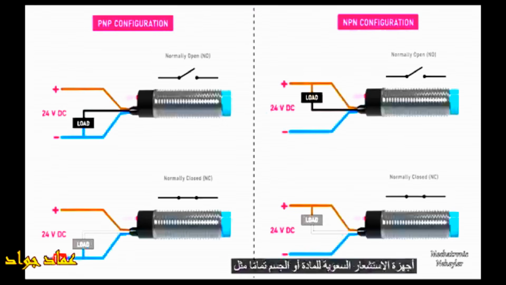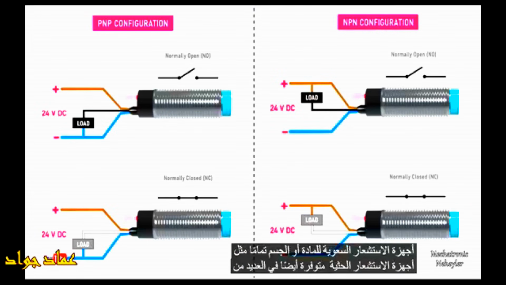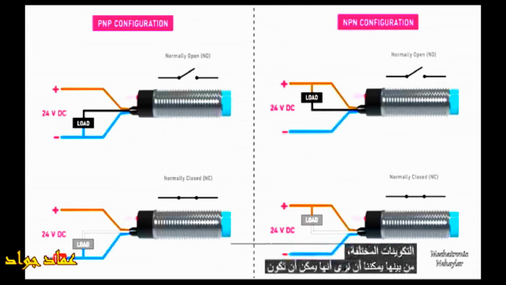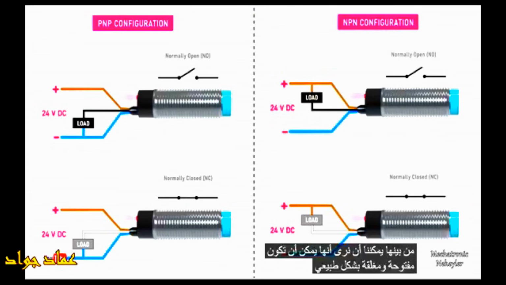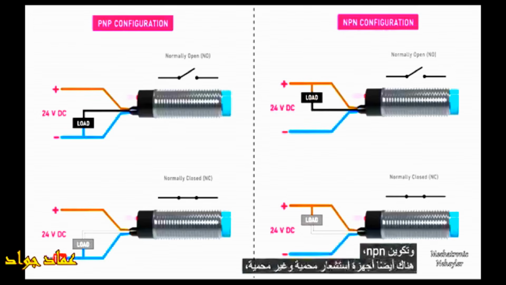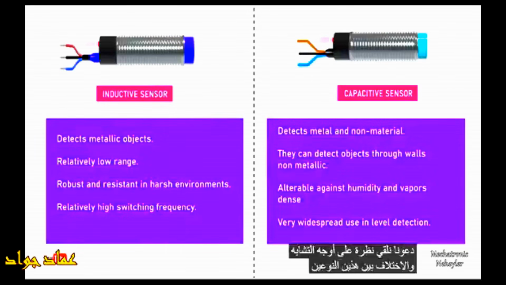Capacitive sensors, just like inductive sensors, are also available in many different configurations. Among them we can see that they can be normally open and normally closed, in addition to being PNP configuration and NPN configuration. There are also shielded and unshielded sensors. Let's look at the features, similarities, and differences between these two types of sensors.